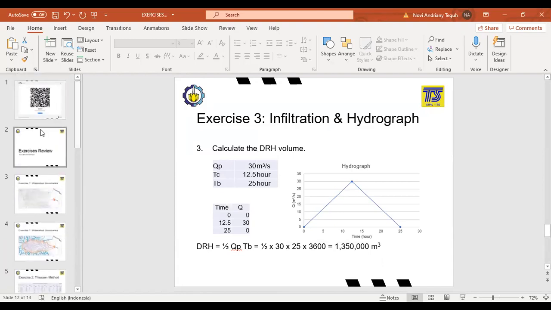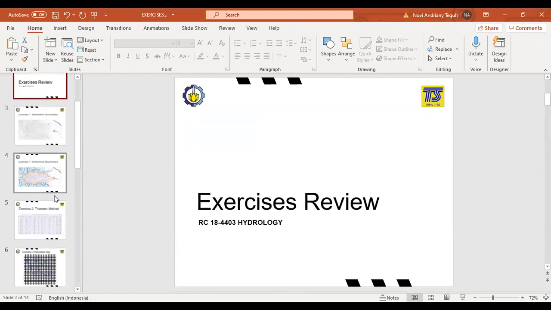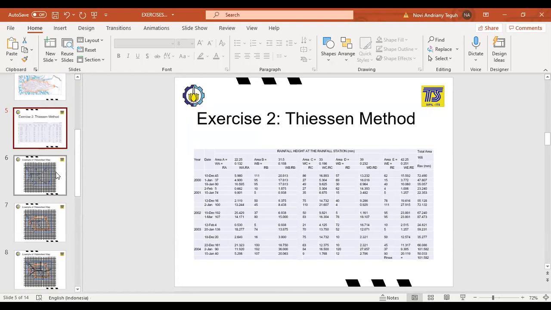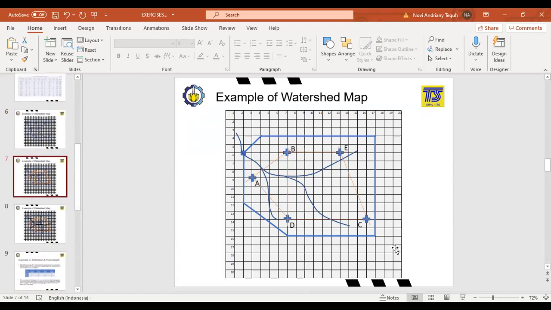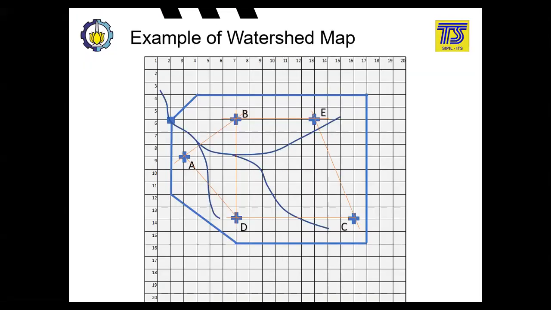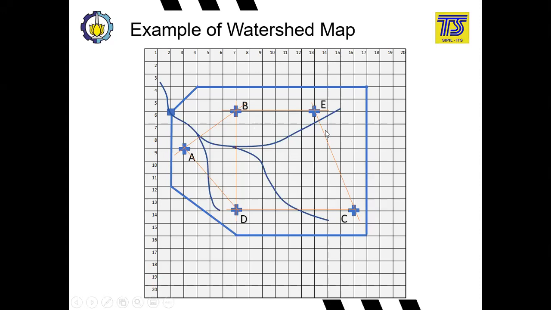I think I have a question for the Thiessen method. Miss, what if the stations are outside the watershed? It's the same, the principle is the same. If the station is outside, for example, the station C is outside here in the line number 18, it doesn't make any big difference because it's still considered near to the other station.